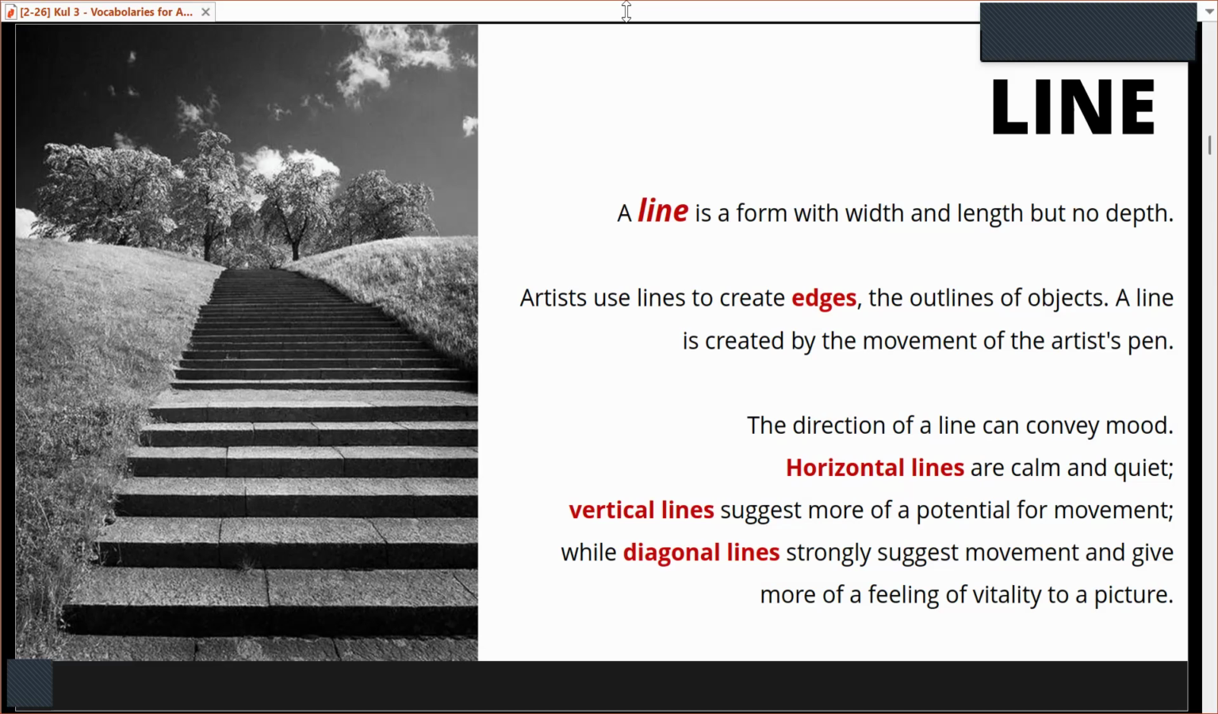The direction of a line can convey mood. The horizontal lines are calm and quiet. Vertical lines suggest more potential of movement, while diagonal lines strongly suggest movement and give more of a feeling of vitality to a picture. Lines, when you order them in a certain way, will create movement.